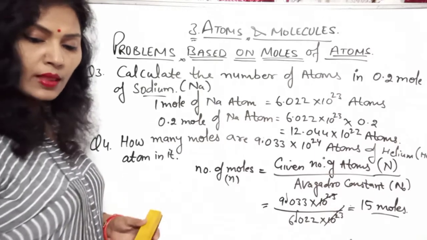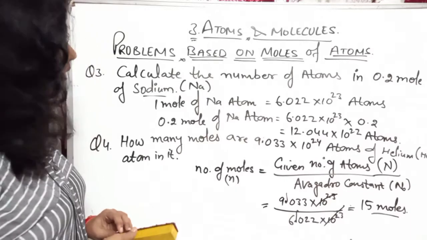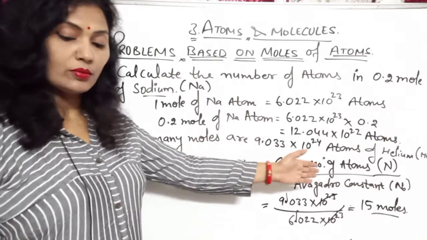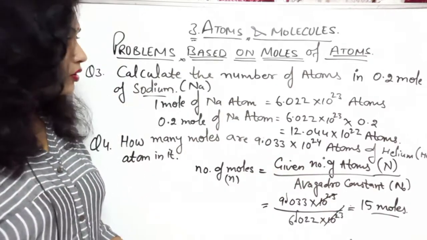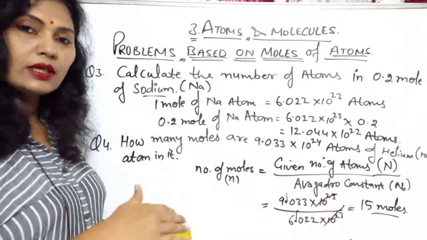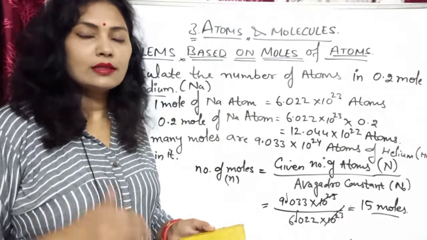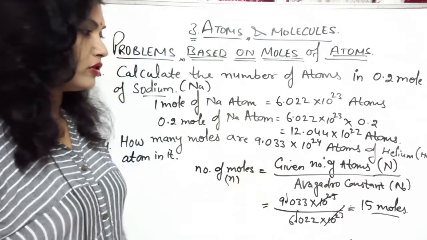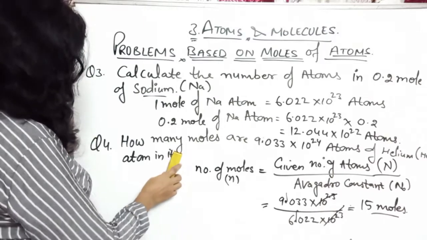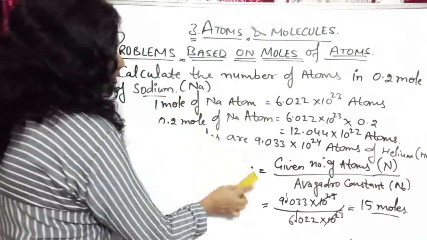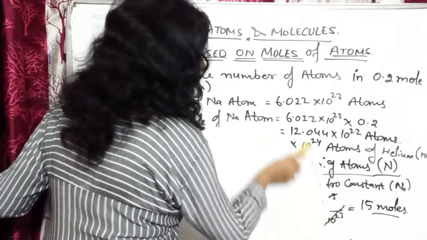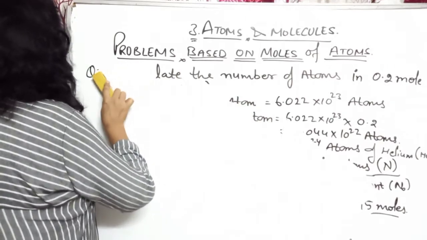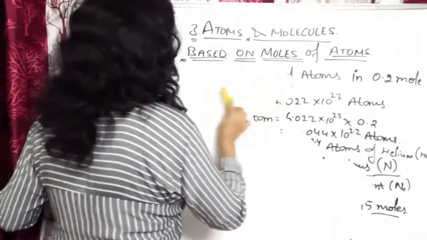The next problem will be based on the same formulas. The given mass divided by molar mass gives the number of moles, and the given number of atoms upon Avogadro number also gives the number of moles. So just remember it. Now question number 5, we can solve the fifth problem.